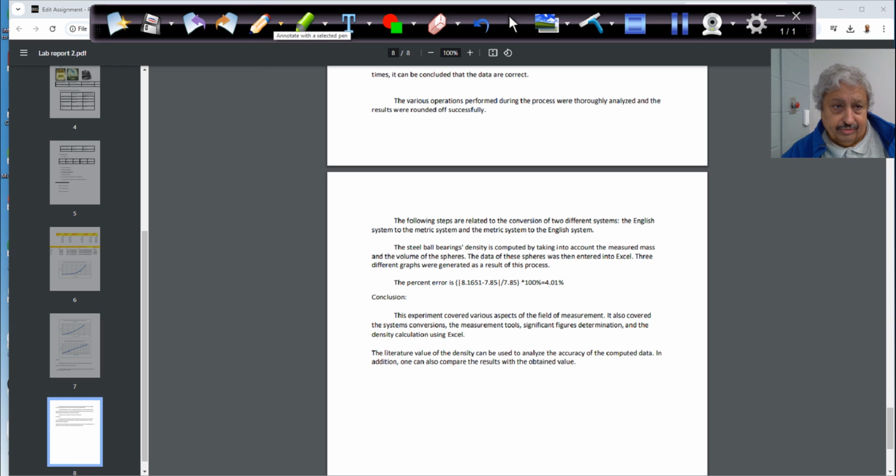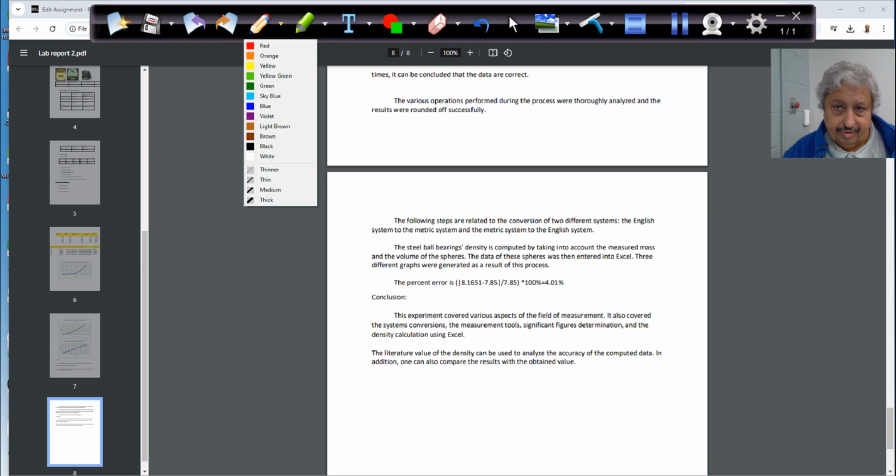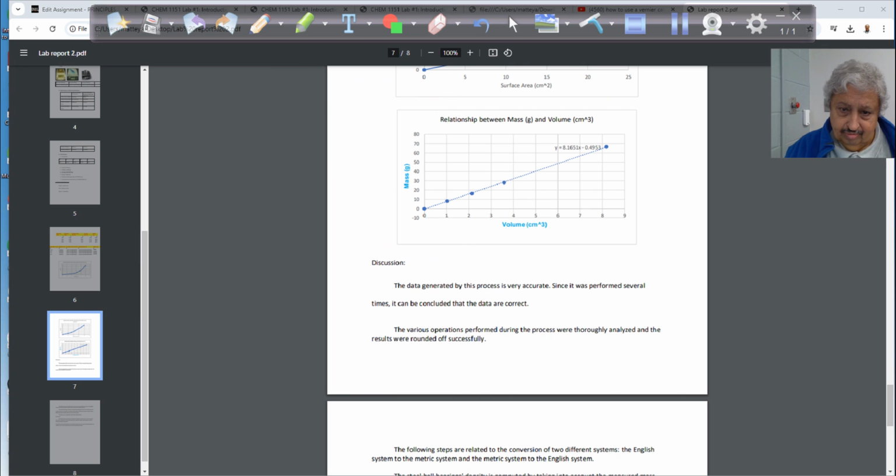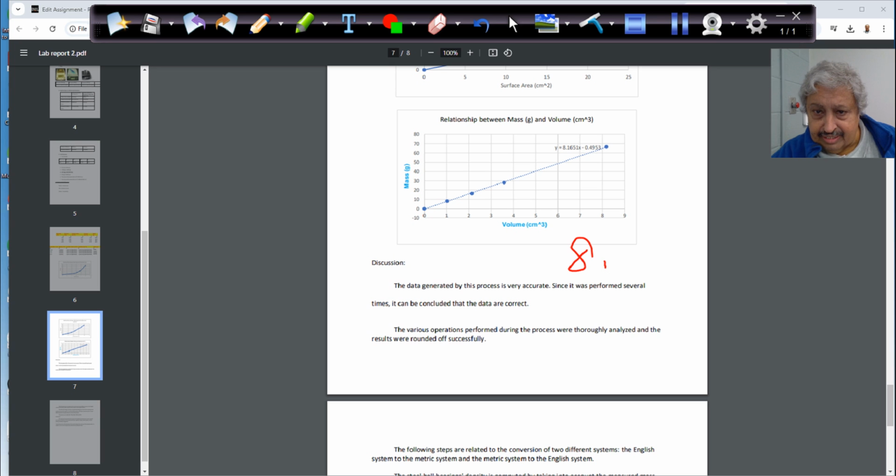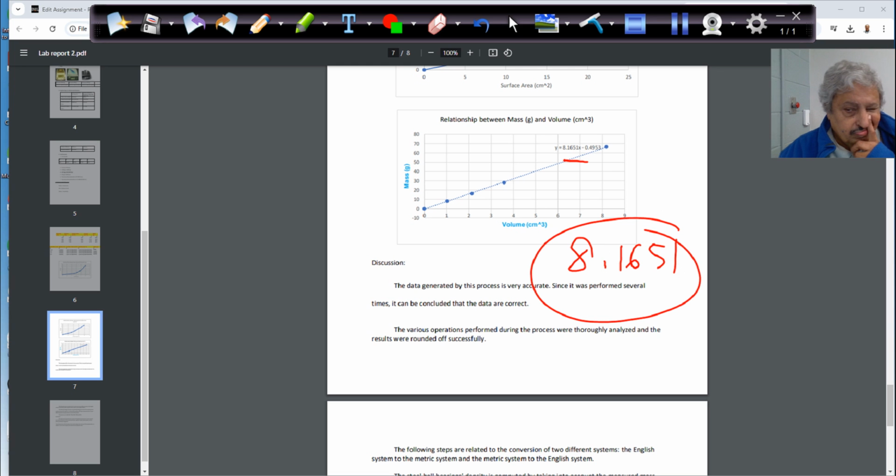I can put maybe a different value here for you. Let me, the slope is 8.16. Even his data will be much better. So this is the practical one, correct? 8.1651, I'm reading this one here. So write with me this value here.